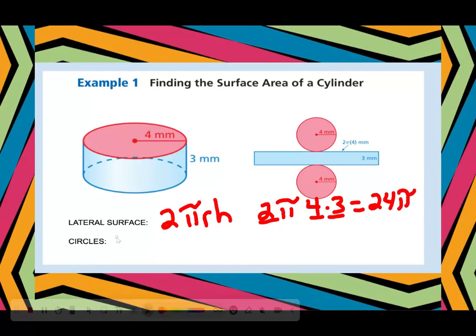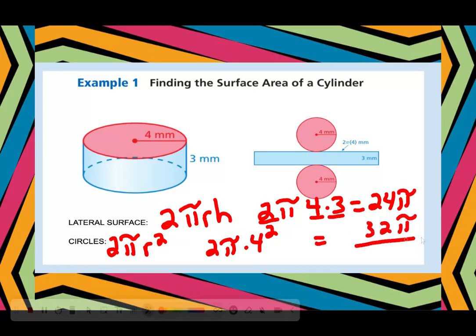The circles are 2 times pi times radius squared. So 2 times pi times 4 squared. So 4 squared is 16. 16 times 2 will give us 32 pi. And we add those together. So we're going to have pi. So 56 pi, okay, is one of your answers.